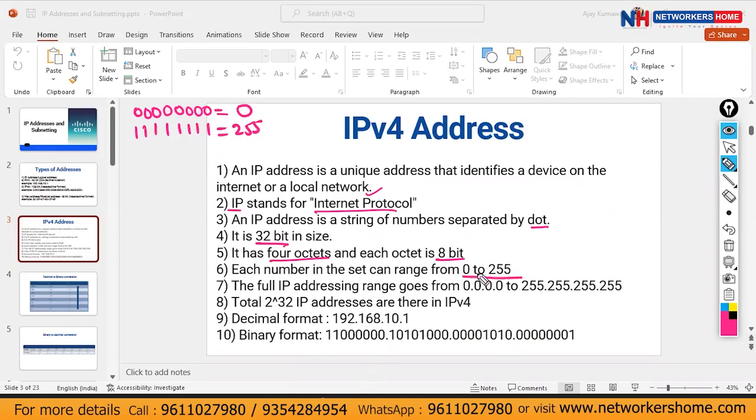So similarly, if one octet can go from 0 to 255, all four octets can go from all zeros to all 255. But you must remember, for each and every octet, the maximum value is 255. It will never be 256. Then the total number of IPv4 addresses is 2^32, which is somewhere around 4.3 billion. This is the decimal format of the IPv4 address, and this is the binary format. Now we'll see how to convert from decimal to binary and binary to decimal. Is it clear? Okay, now we'll see the conversion.